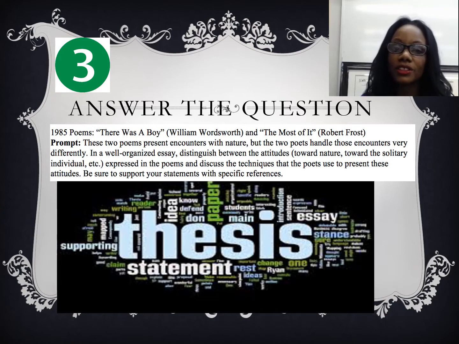And not only did we have to talk about that, but we had to talk about the attitude that each poet used in their idea of nature or the individual or being alone. And then we had to also include in our answer the techniques that each poet used. If you recall, Wordsworth used a set of techniques for his work to express the encounters of nature and the attitude, and then Frost used something completely different.